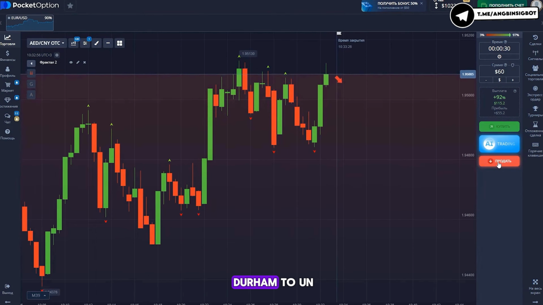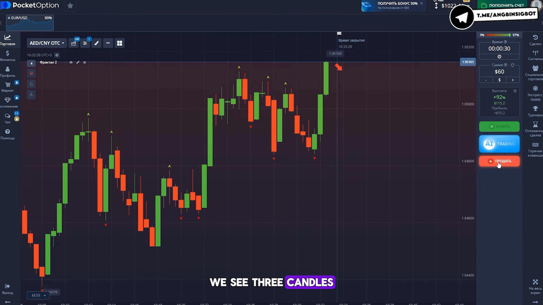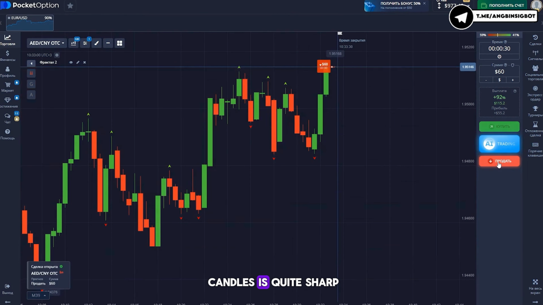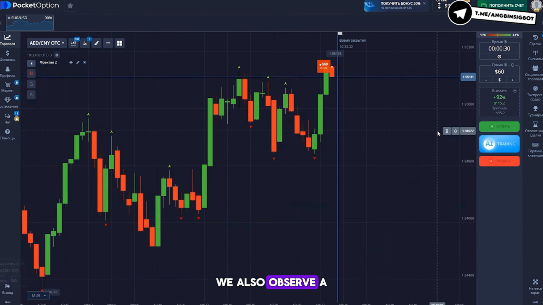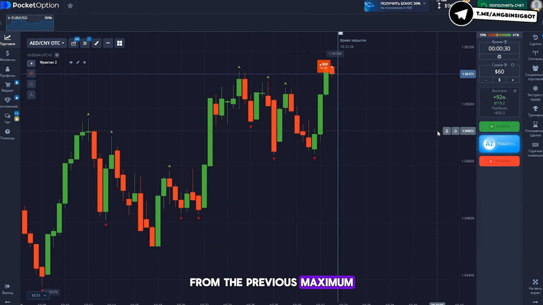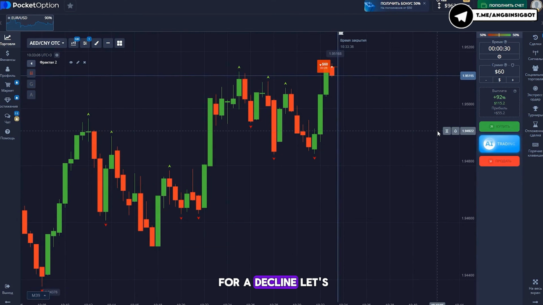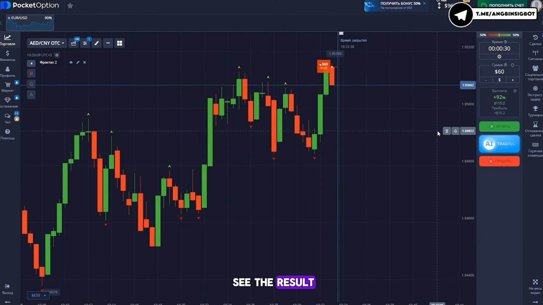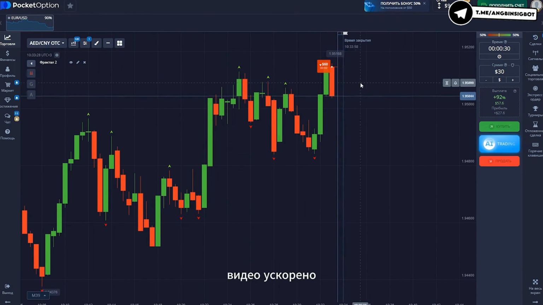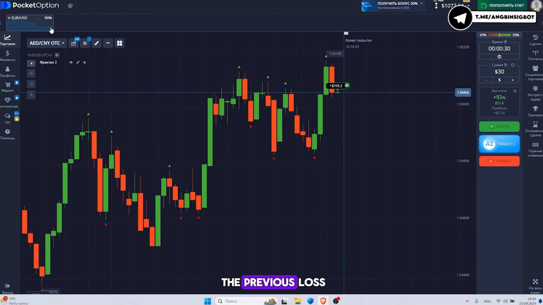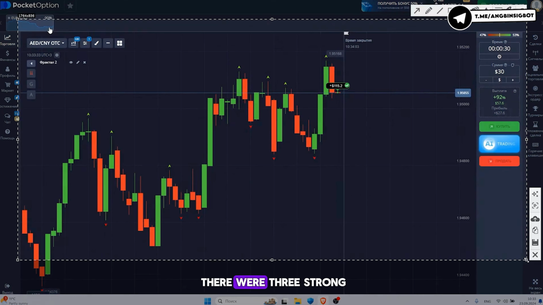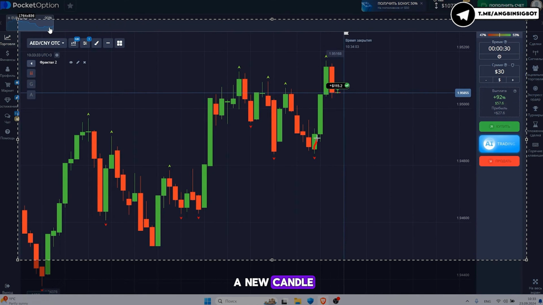The trading pair is dirham to yuan. We see 3 candles going up. The movement of the candles is quite sharp. We also observe a local resistance level from the previous maximum. I opened a trade for a decline. Let's see the result. Great, I recovered from the previous loss. As we can see, there were 3 strong candles upward. And when the trade was opened at the beginning of a new candle, a strong downward impulse occurred from the resistance level within this time frame.